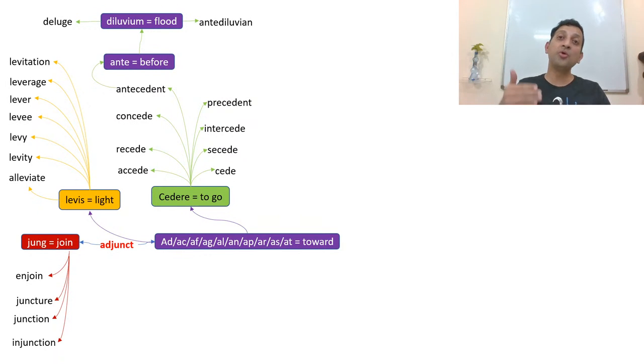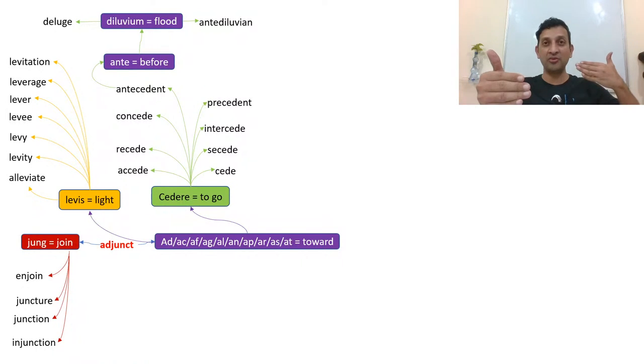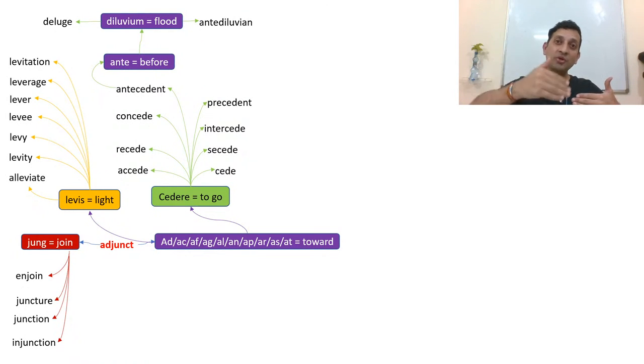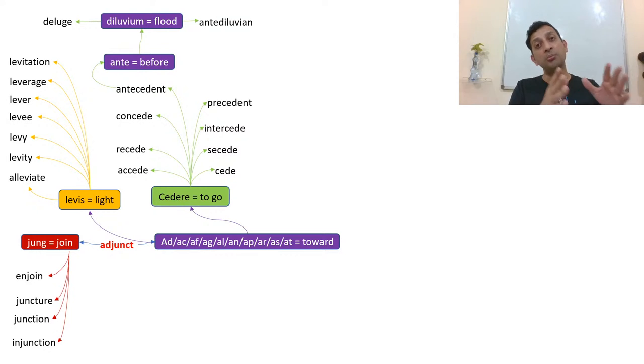Intercede, when you go between somebody who is in need of help and somebody who has the power to help. When you become the go-between those two parties, you are interceding on behalf of this party who wants to request something of the people in power. Precedent, something that has gone before and therefore is a guideline for how things should happen in the future. You have set a precedent.